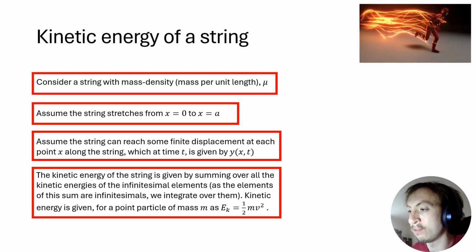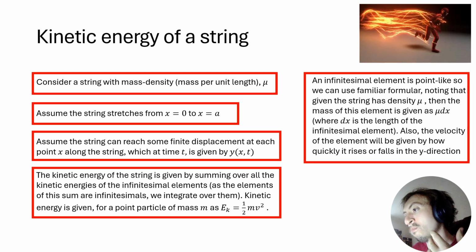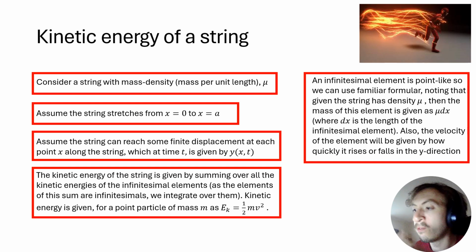So let's take one of these infinitesimal segments. If we were to consider the kinetic energy of that segment specifically, according to our formula for the kinetic energy of a point particle, which is half mv², we need to get the mass of this infinitesimal segment. Well, we said that the string has uniform density throughout, meaning, even though we've done something really bizarre to define an infinitesimal segment, the density across the segment is still mu.